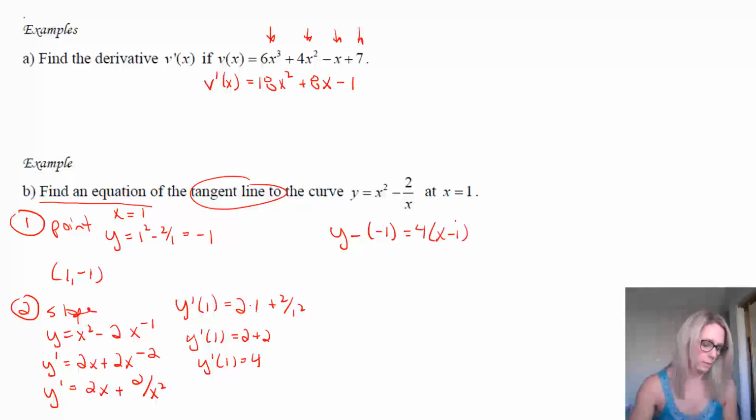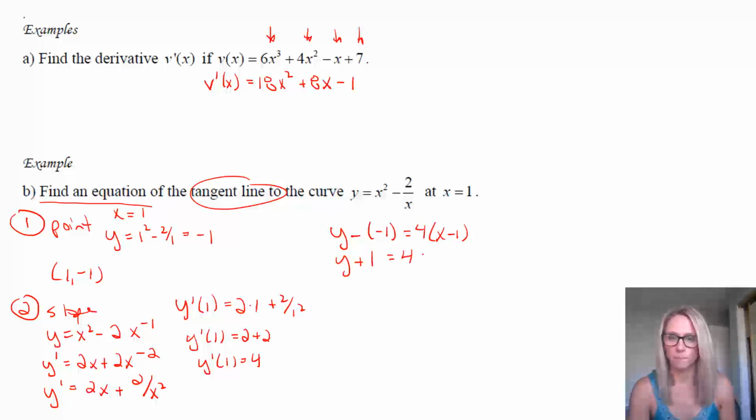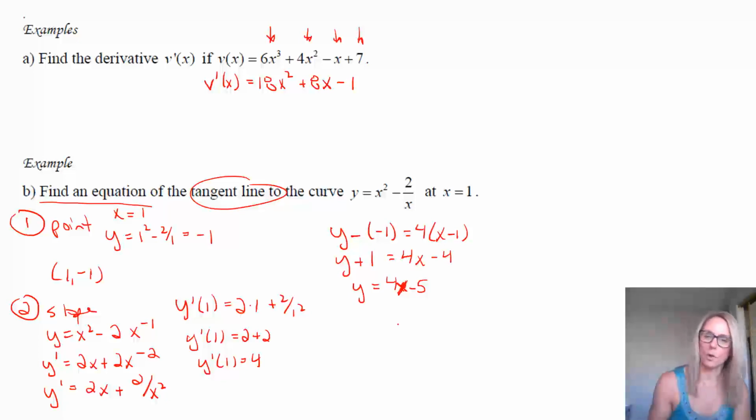So you're welcome to then write this in slope intercept form if you want to pause and do that. Typically, if you're asked to write the equation of a line, writing it in slope-intercept form is how we want to see it. It tells us the slope, tells us the y-intercept, gives us some important stuff. And so our answer here, the equation of the tangent line to that curve is y equals 4x minus 5. So if you have the curve x squared minus 2 over x, at 1, if you draw the tangent line, that's going to be the equation of that tangent line.